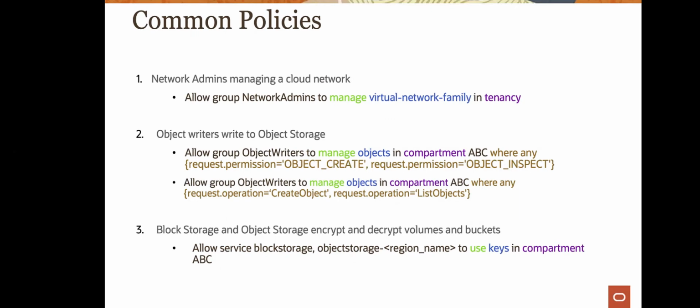The third is an example of block storage and object storage encrypt and decrypt volumes and buckets. So this is an example where we're actually allowing a resource to access another resource. And so allow the block storage in a specific region name to use keys in the compartment ABC. So those are a couple common or very basic policies that would be written, but as you can see, they're not much more complicated than, again, we showed the verb, who's doing it, what they're doing, and to what limit or what extent.